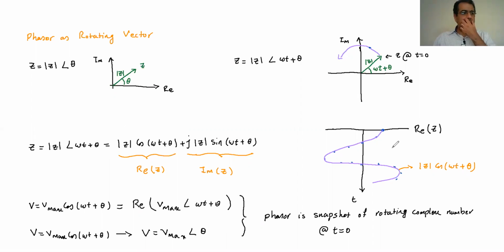So this is basically the concept behind how we can go from the sinusoidal wave to the phasor and vice versa. If just conceptually you want to know what the phasor is, it is a complex number at t is 0. So that's how it is.